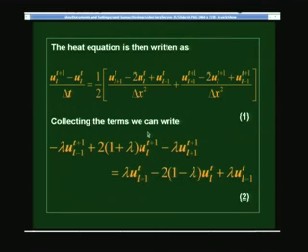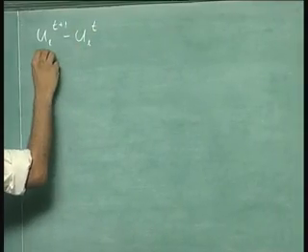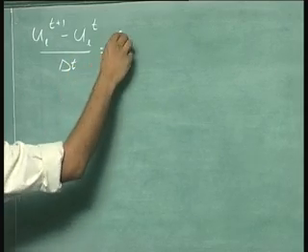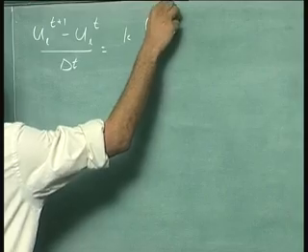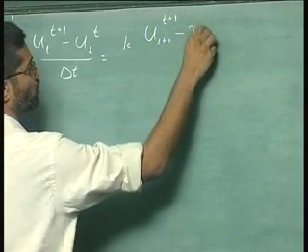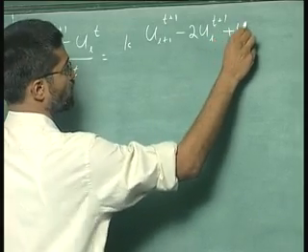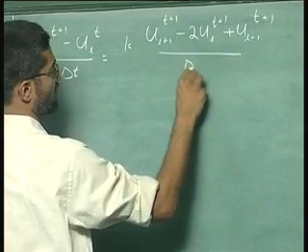Okay, so what we wrote in the simple implicit scheme was that u L at time t plus 1 minus u L at time t divided by delta t, we wrote that as k times u L plus 1 at t plus 1 minus 2 u L at t plus 1 plus u L minus 1 at time t plus 1, divided by delta x squared.